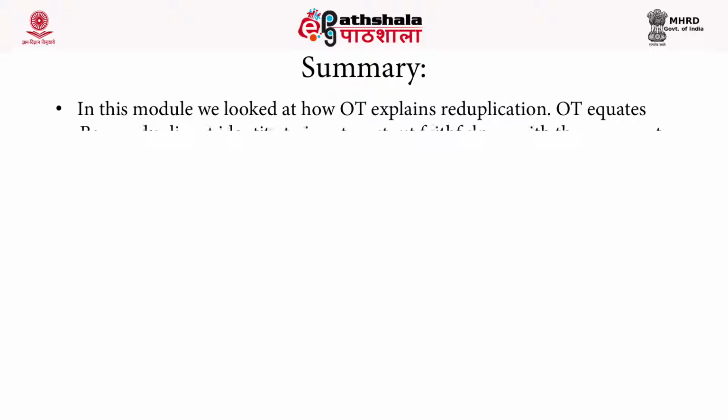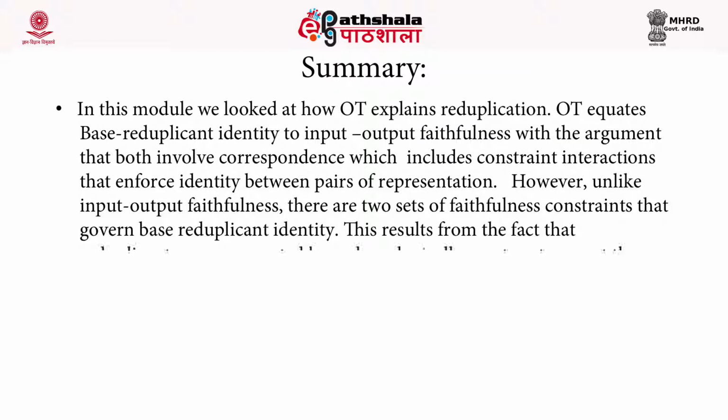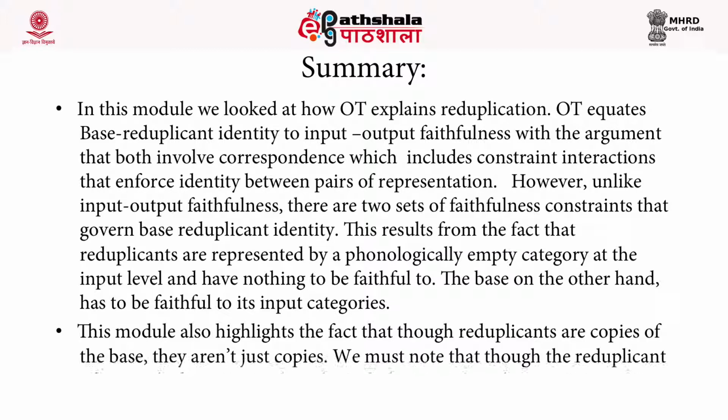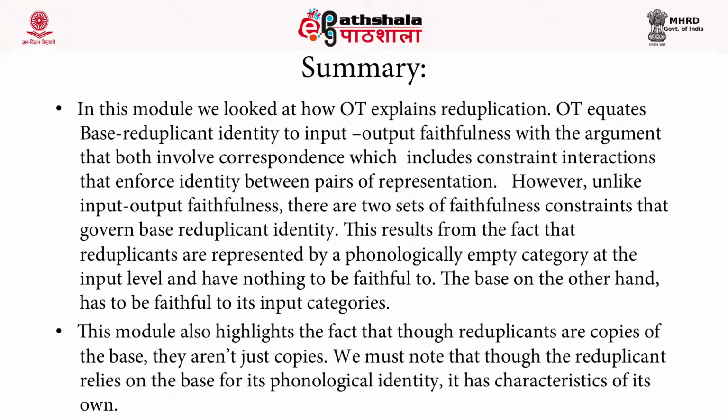In this module, we discussed how OT with its constraint interaction based approach can account for the process of reduplication. The interesting thing that we found in this module was that there was not one kind of faithfulness constraint, but two kinds. One is the input-output faithfulness constraint, and the second is the base reduplicant identity constraints. Although for input-output faithfulness the output had something to be faithful to, in the base reduplicant constraint, the reduplicant did not have any input.